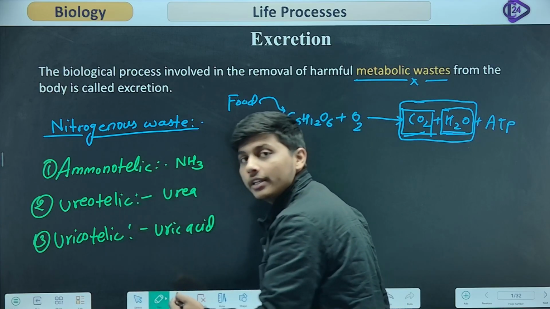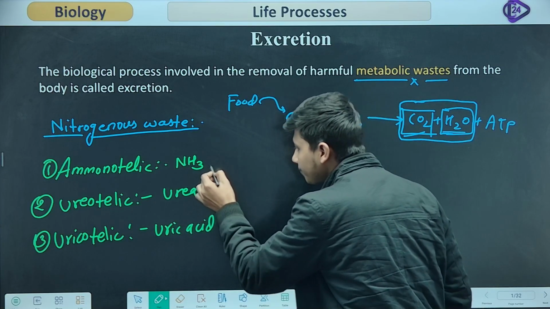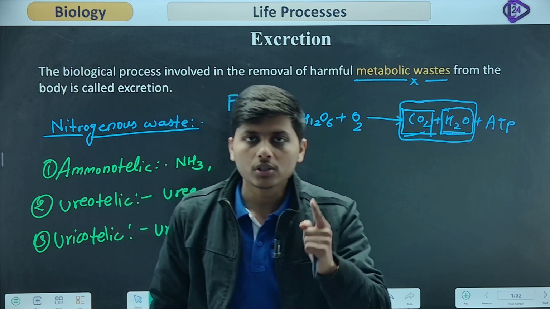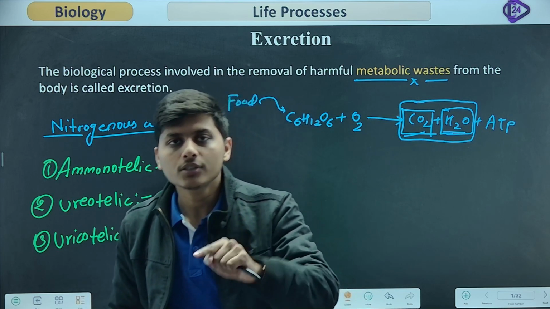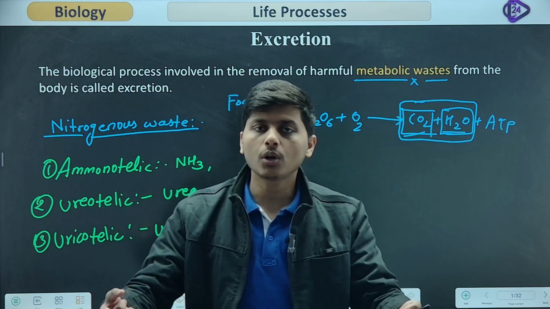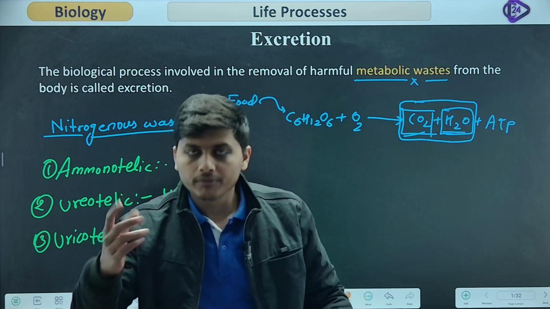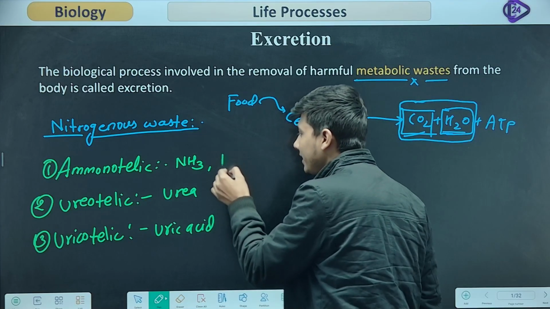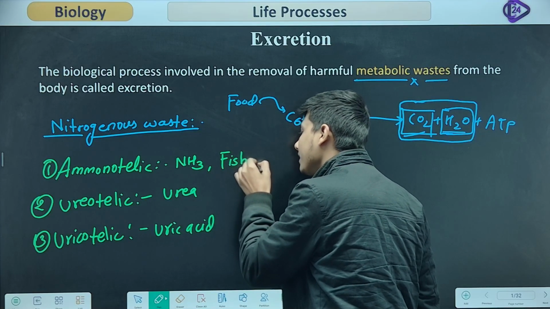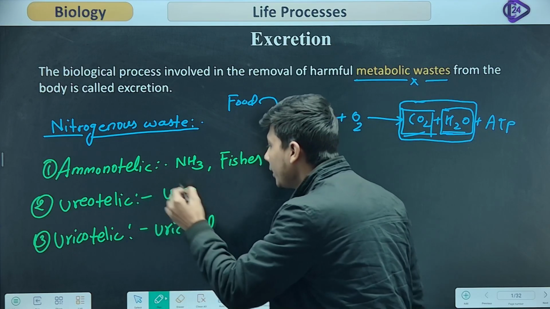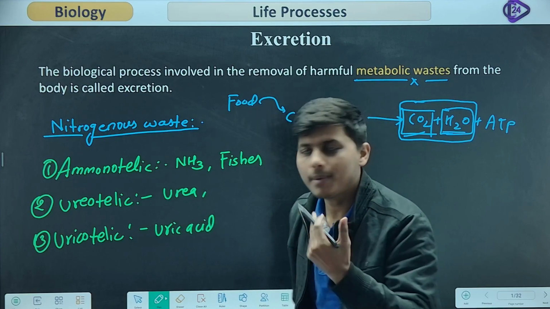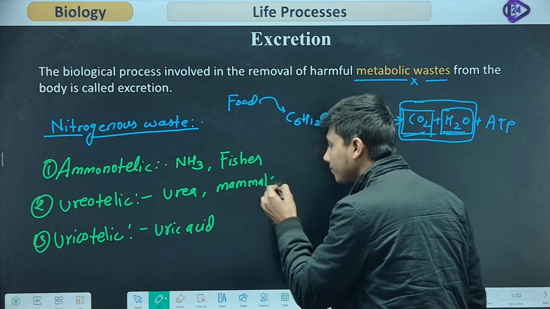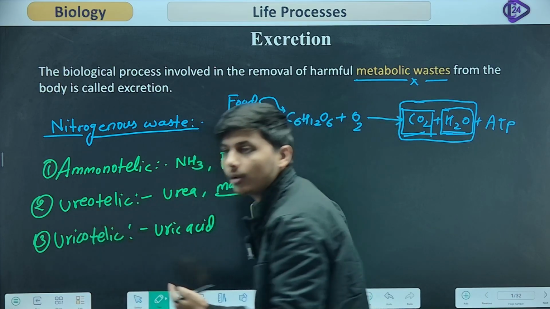And which are those organisms? Let us understand the examples. The organisms which excrete ammonia need a lot of water because ammonia is soluble in water, and it needs lots of water to be excreted. And which organisms have lots of water? Those which live in water. Example, fishes. Fishes excrete ammonia. We mammals are examples of ureotelic organisms. We excrete urea from the body.